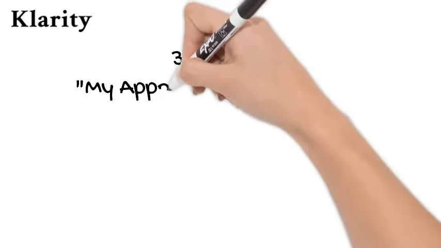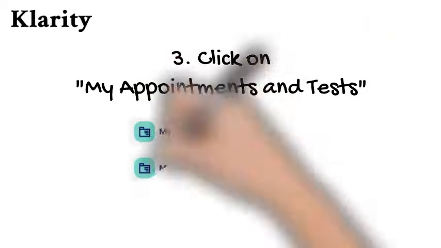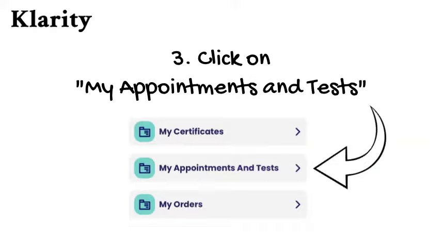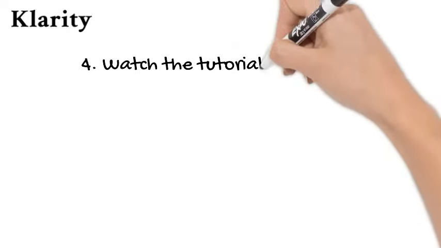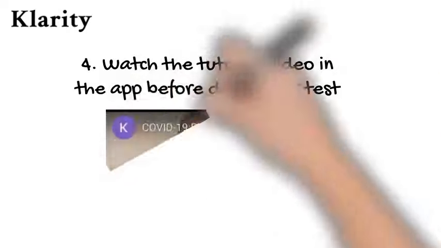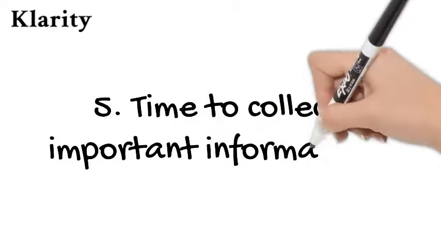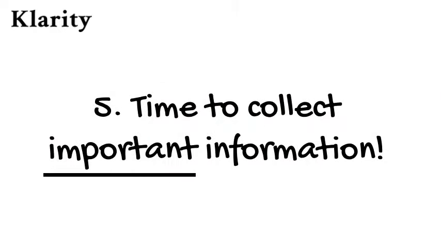Now step 3. Click on My Appointments and Tests. Once you do this, you'll see your PCR test waiting for you to click on. Watch the tutorial video in the app before you do your test to help you understand how to collect your sample. Now it's time for us to collect some important information about you.